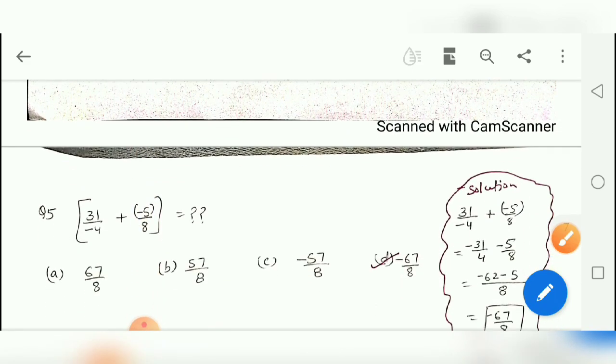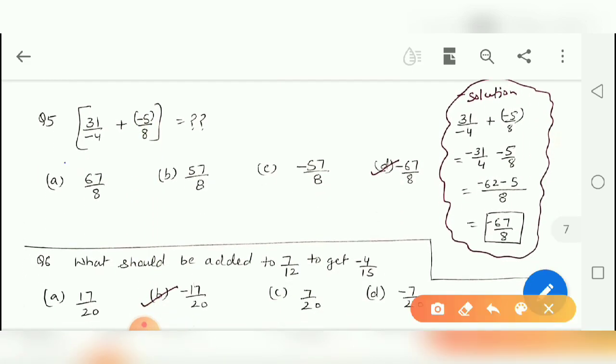Similarly, in the fifth question, these are the two rational numbers which are to be added. So here is the solution. After adding these two numbers, I got the answer negative 67 upon 8. So I have taken the D part.